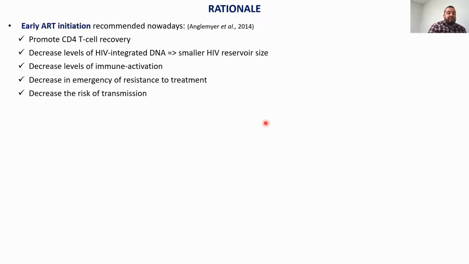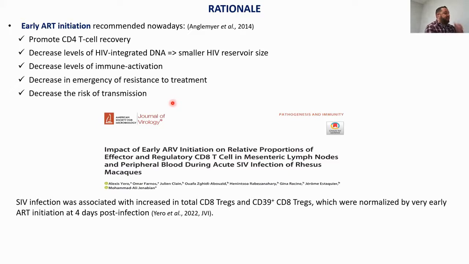Nowadays, it is recommended to start treatment very early, since early ART initiation promotes CD4 T cell recovery, immune reconstitution, and also decreases the size of the viral reservoir. In this sense, we recently reported, in a model of SIV infection in rhesus macaque, that untreated SIV infection promotes an increase in the frequency of total CD8 Tregs and CD39 positive CD8 Tregs that were normalized by early ART started at 4 days post-infection.